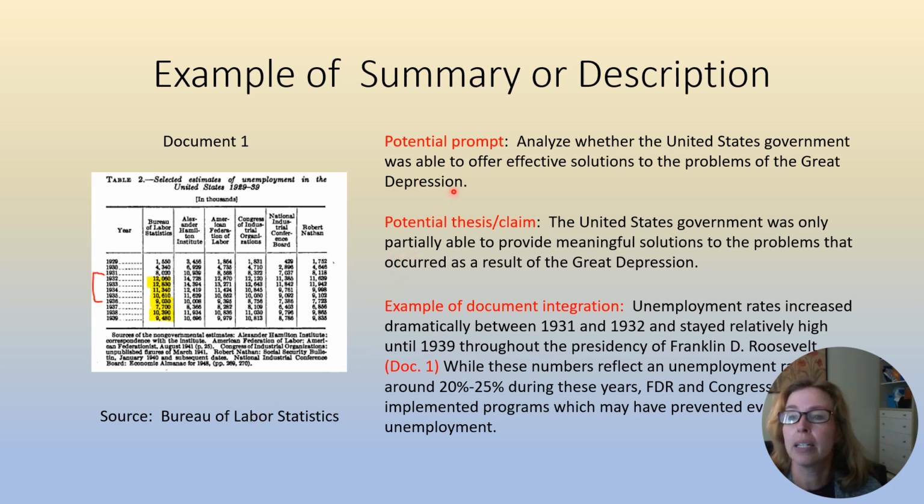All right, so let's pretend that the potential prompt for the question is: analyze whether the United States government was able to offer effective solutions to the problems of the Great Depression. Now, when you say the United States government, that means the three branches of the federal government: the executive, that is the president, the Congress, the legislative branch, and the Supreme Court, which is the judicial branch.